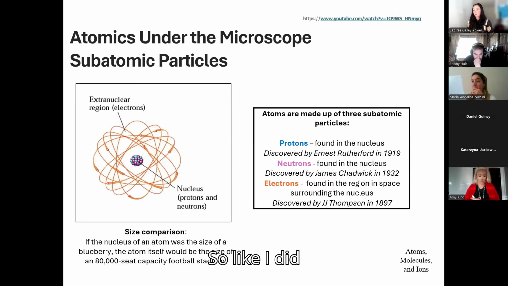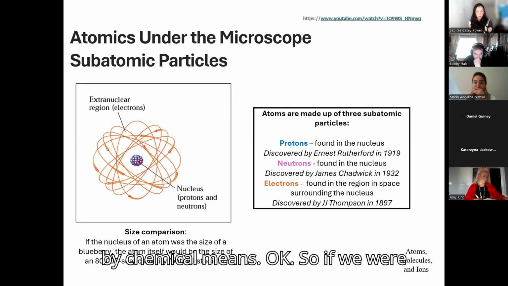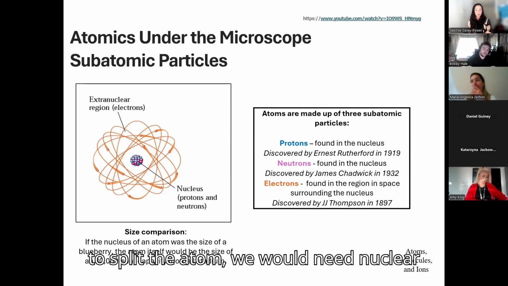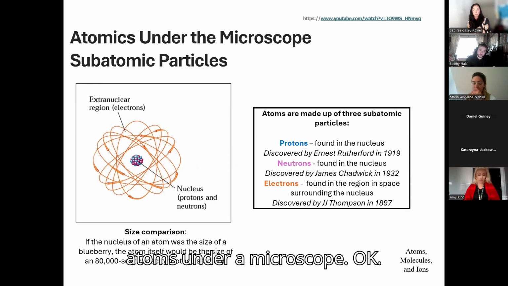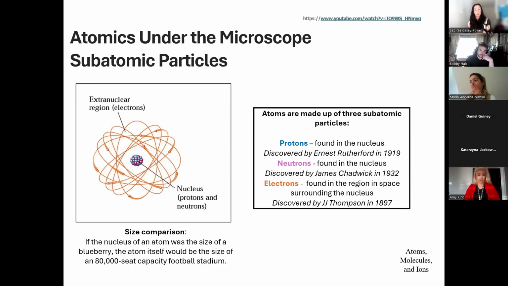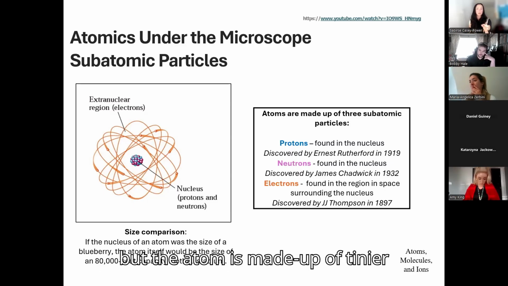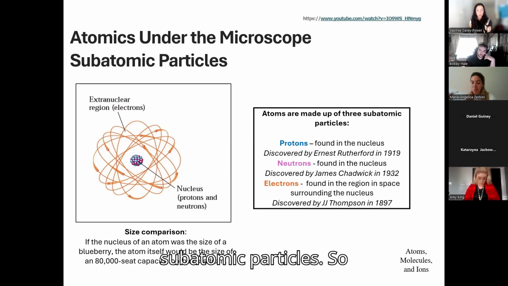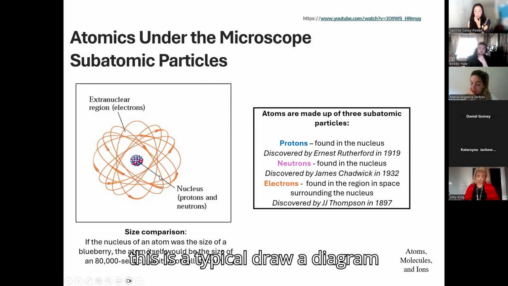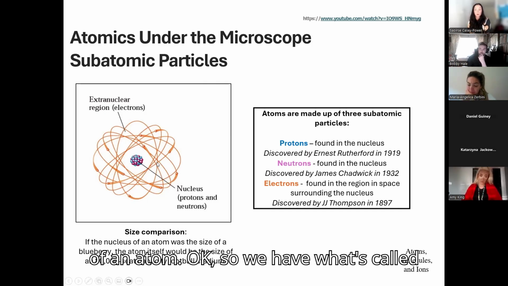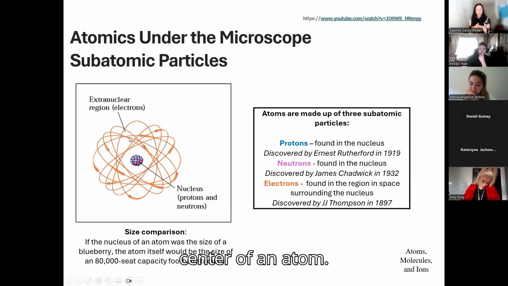Okay, so like I did mention, atoms can't be divided by chemical means. If we were to split the atom, we would need nuclear physics. But we have to look at atoms under a microscope, and these are called the subatomic particles. So they all make up an atom, but the atom is made up of tinier subatomic particles. So this is a typical diagram of an atom. Okay, so we have what's called the nucleus, or the central nuclear region. All right, so this is in the center of an atom.